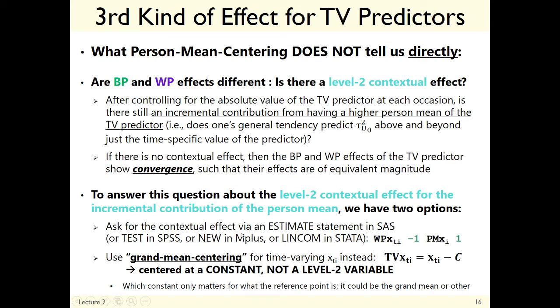So this is the other way of people specifying time-varying predictors, and the way that it is much easier to screw up: grand mean centering at level 1. So the level 1 predictor is centered at a constant rather than a variable, and that is going to wreak havoc on our model.